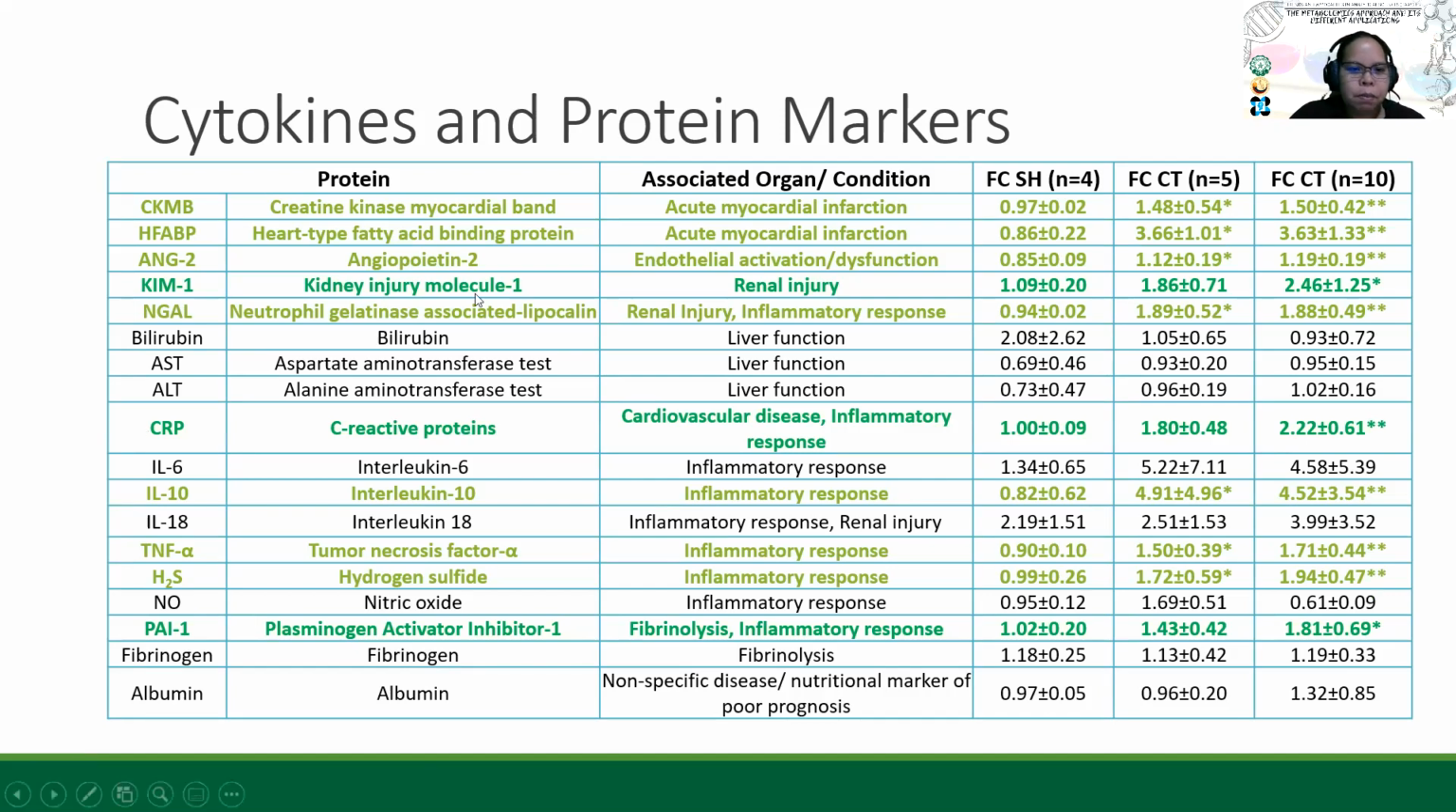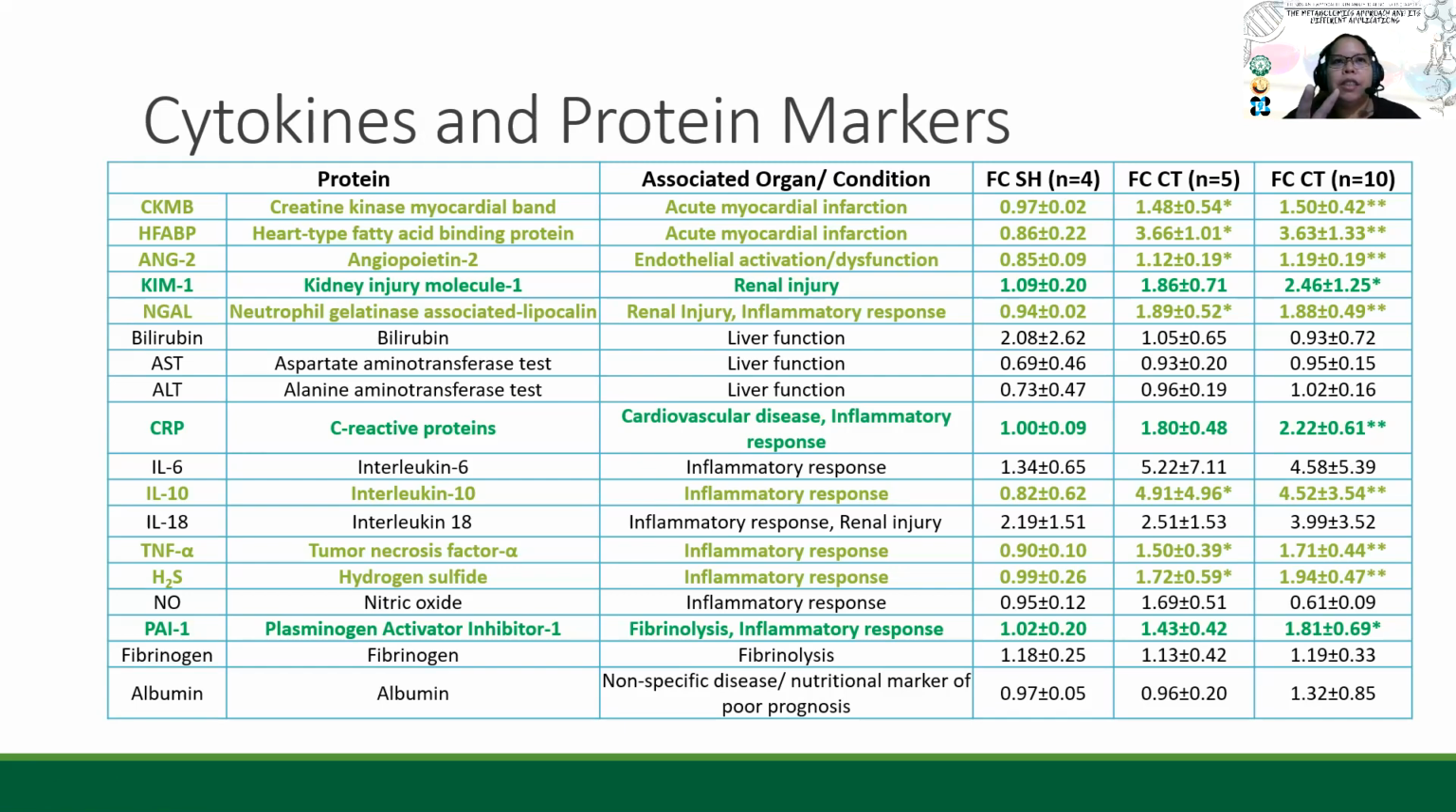And you also have some molecules such as KIM1 or kidney injury molecule 1 and NGAL that are more associated with renal injury. You also have those that are more associated with myocardial injury such as CKMB, HFABP, and C-reactive protein. So from here, you can see those that are colored are those that are higher in terms of the fold changes after trauma injury.